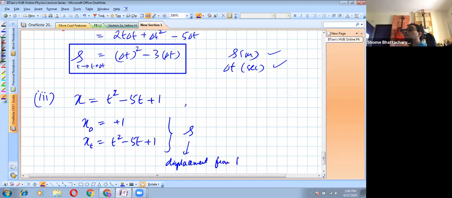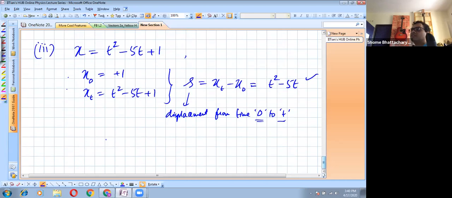from time 0 to t. Okay. So this displacement is nothing but again x at time t minus x at 0. So that you can see when you subtract this minus this, it is just t square minus 5t. Okay, so that's the first thing. By subtracting these two terms, you can see your displacement from time 0 to time t is given by this equation t square minus 5t.